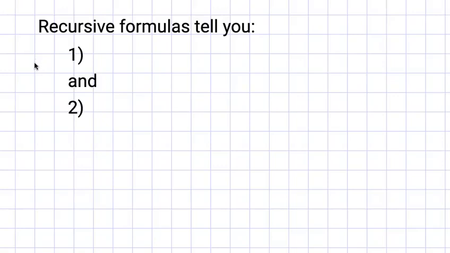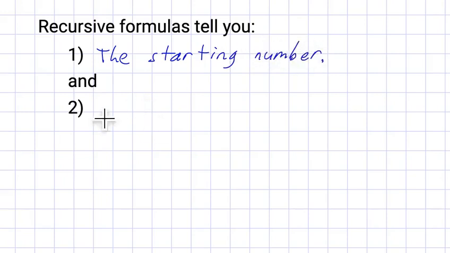When working with sequences of numbers, we have different kinds of formulas to describe those sequences. One kind of formula is a recursive formula. A recursive formula tells us two things. First, it tells us the starting number. And then it also tells us the pattern that we need to keep repeating to get the next number in the sequence.